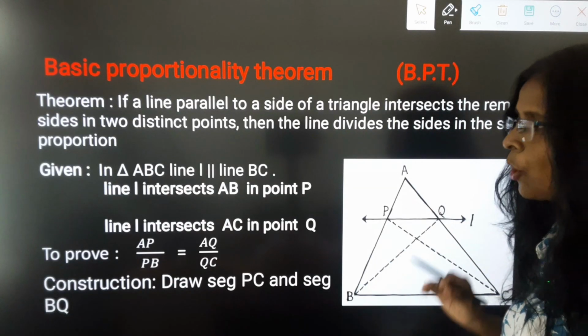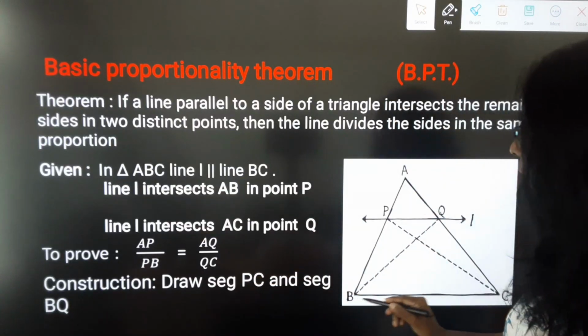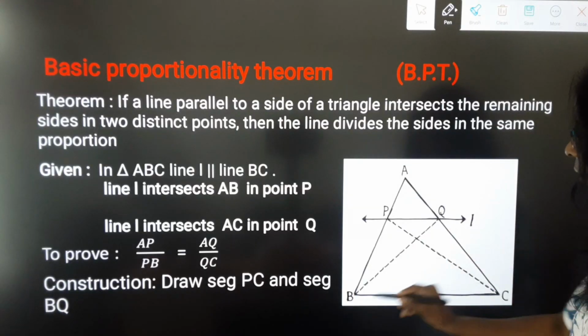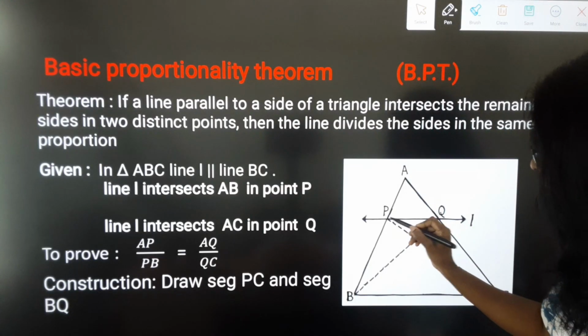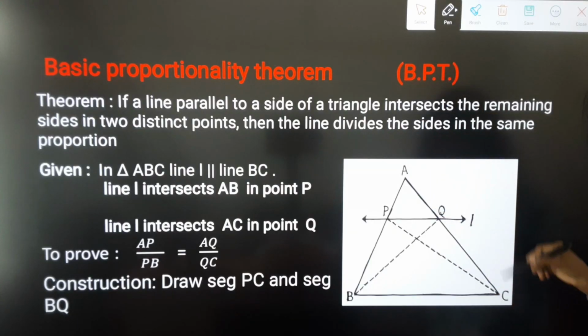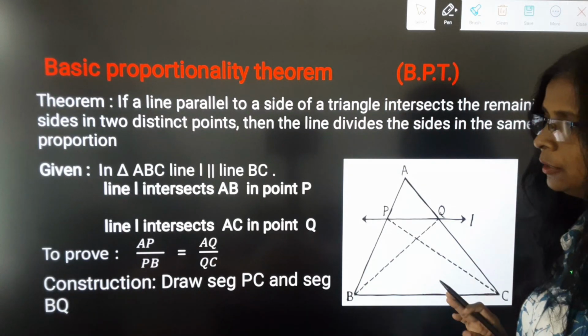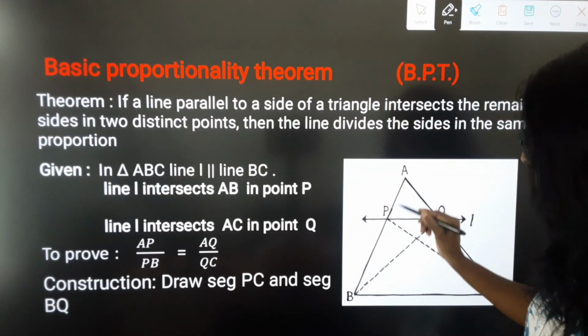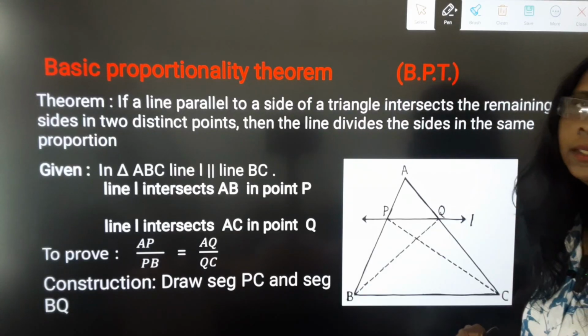So here from the figure we write the given. The given is: in triangle ABC, line L is parallel to line BC, line L intersects AB at P, and line L intersects AC at Q. This much is sufficient in the given. Now we have to prove that AP upon PB is equal to AQ upon QC. This we have to prove.